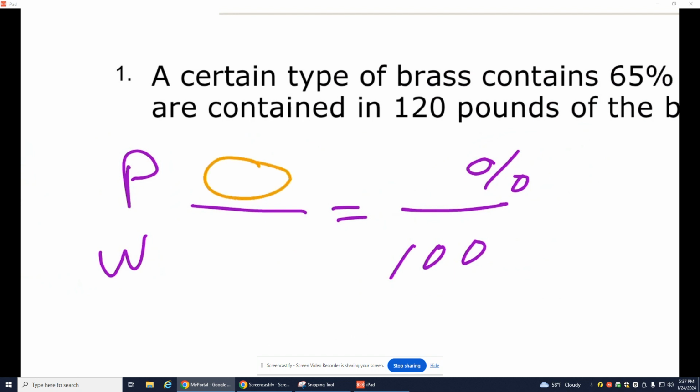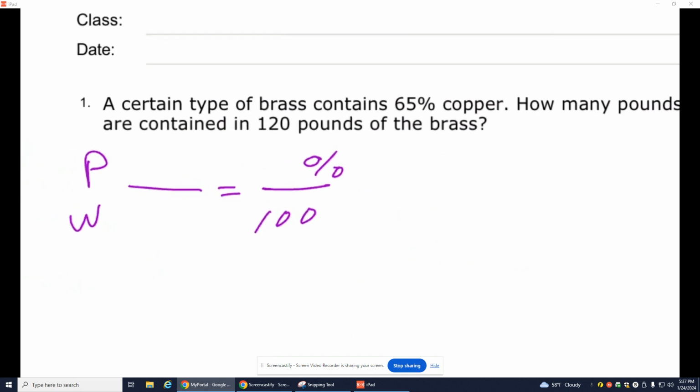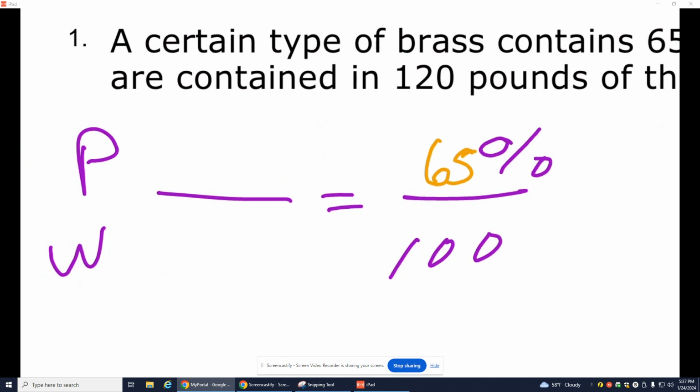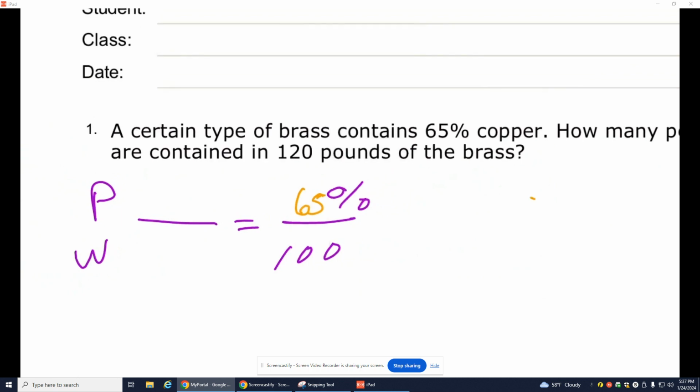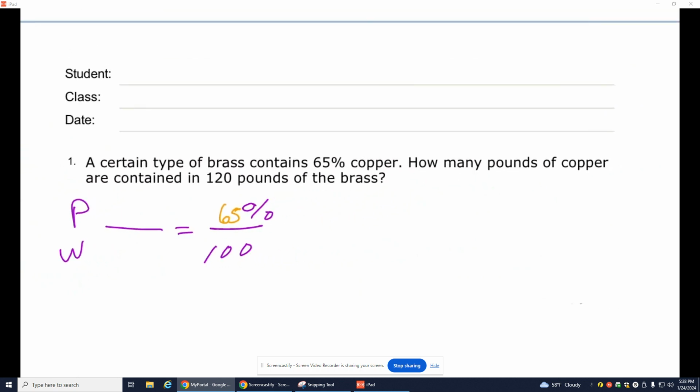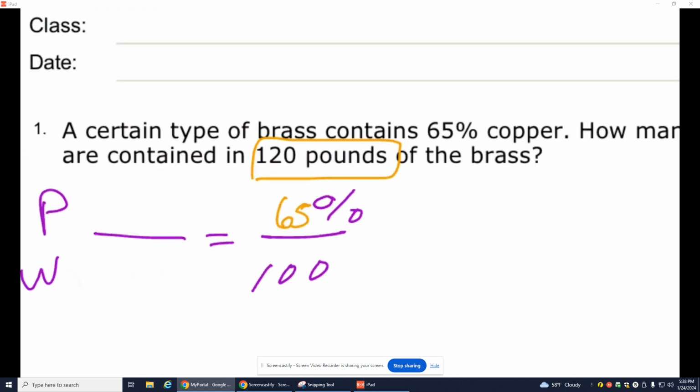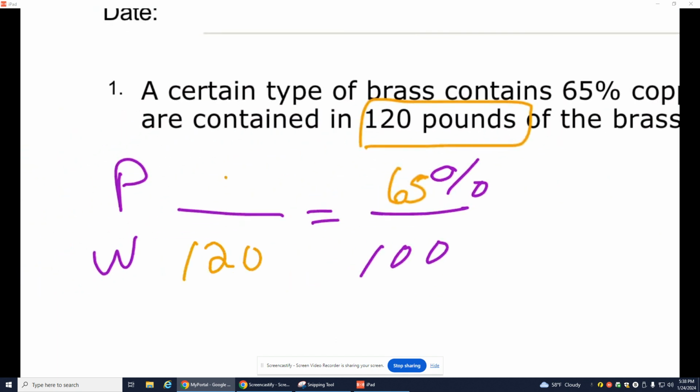And the part that we have is equal to the percentage that we have, so those will both be on top. In this problem, it talks about 65%. So percent is always going to go over 100, because it means 65 hundredths, or 65 out of 100. Then I read, how many pounds of copper are contained in 120 pounds of brass? So the 120 pounds of brass is my whole amount, and that goes right here as my whole. Now I set up my proportion, which is x over 120 equals 65 hundredths.